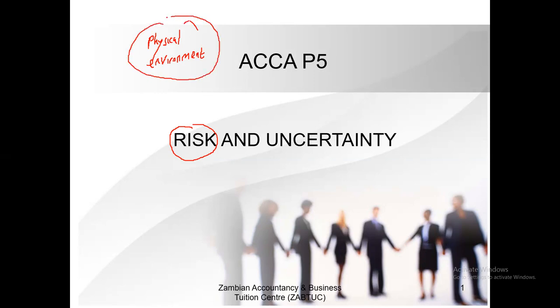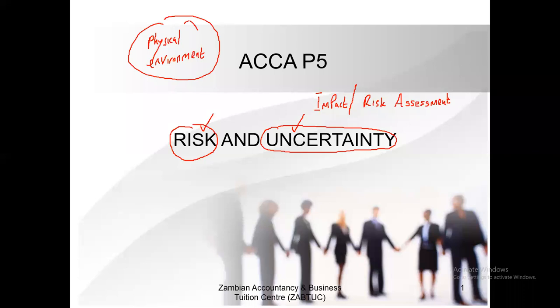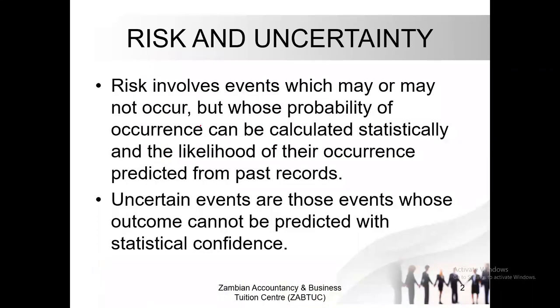But there's yet something else we want to discuss about the environment. We want to talk about risk and uncertainty. This is another variable within the environment. And the examiner wants you to clearly tell us the impact of risk and uncertainty, and also how to carry out a risk assessment. So how do we carry out a risk assessment, or how do we bring in risk into our decision making? Let's go.